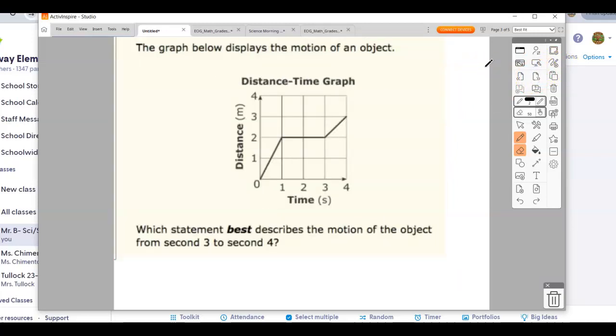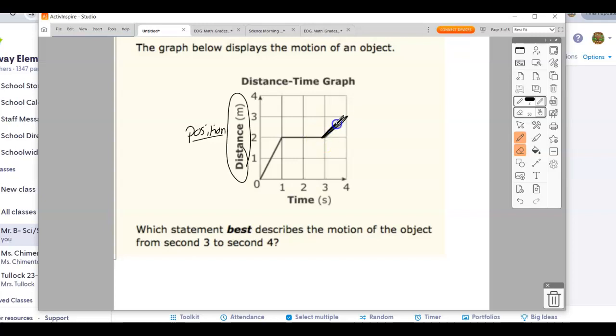All right, here's another object. What's the most important thing for me to do before I even read the question on here, Chloe? Okay, is it a distance time graph or a speed time graph? And this one is a distance. You might see the word position over here. Position and distance are the same thing. What's the position of the object? 1 meter, 2 meters, 3 meters. What's the distance it moved? That's fine. Okay? What describes the motion of the objects from 3 to 4?